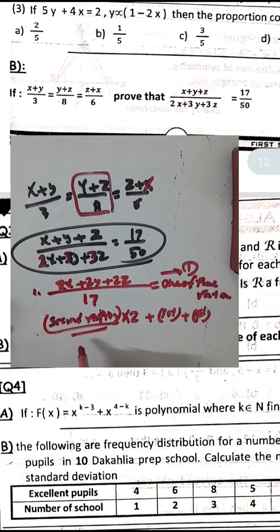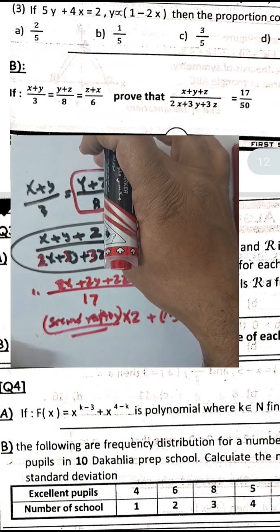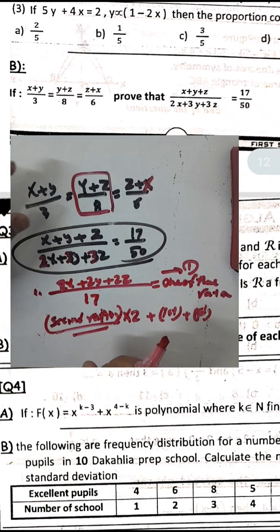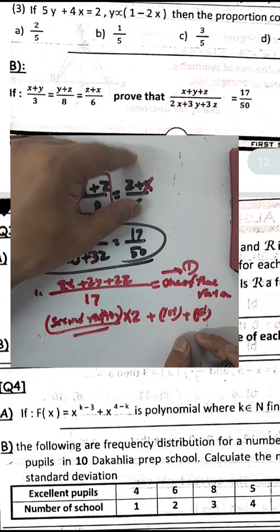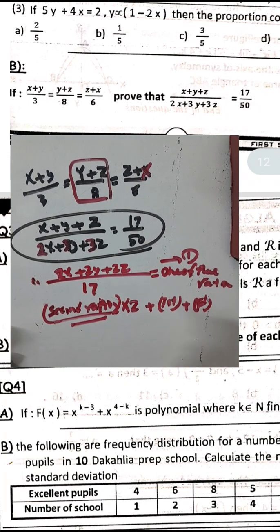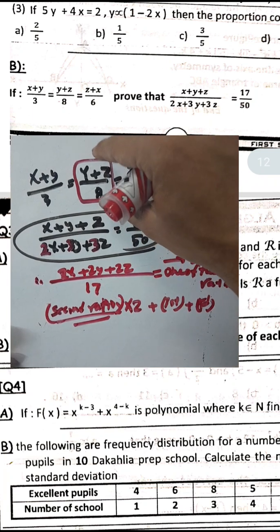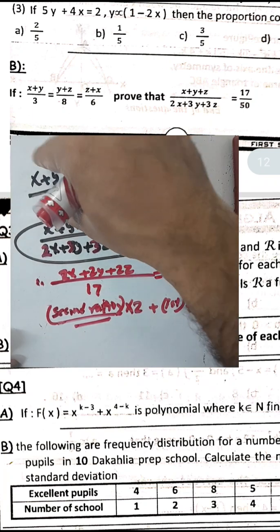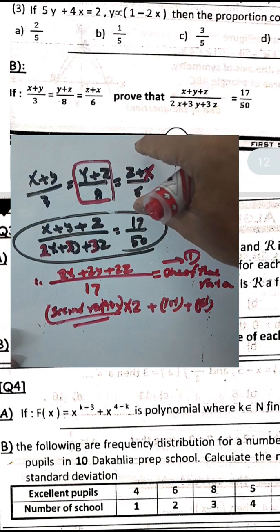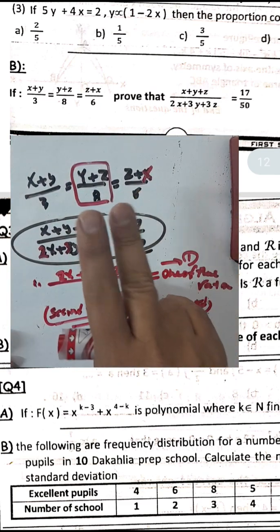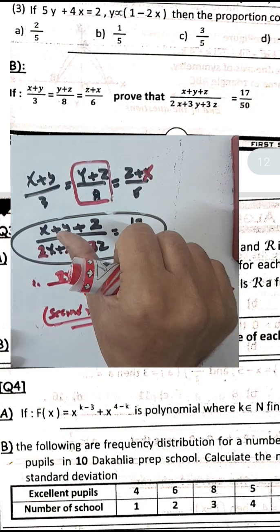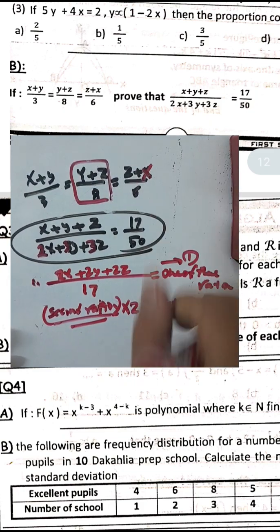Again, the steps: the second ratio multiplied by 2, and then add the result to the first ratio and to the third ratio. Understood? Again, I will find the product of the second ratio by 2, and then add the result to the first ratio and to the third ratio. Multiply the second ratio by 2 and add the result to the first ratio and third ratio.